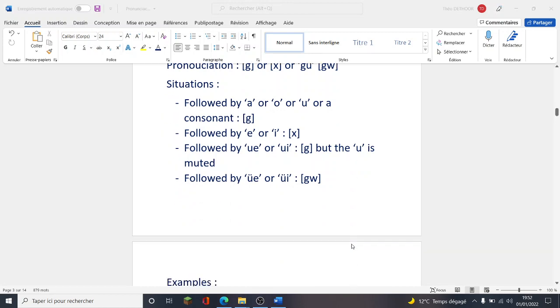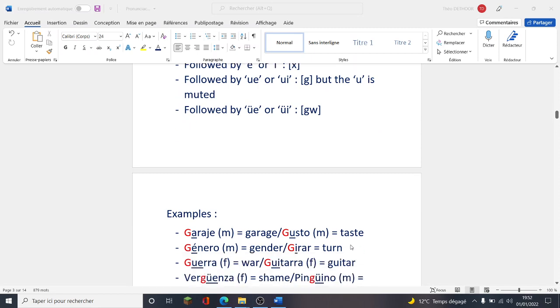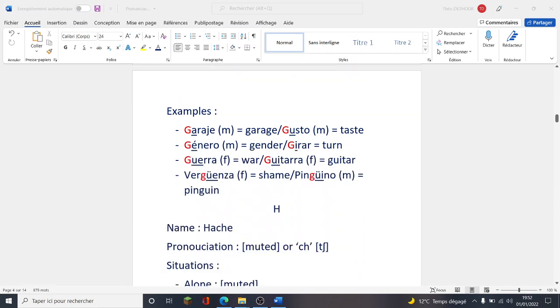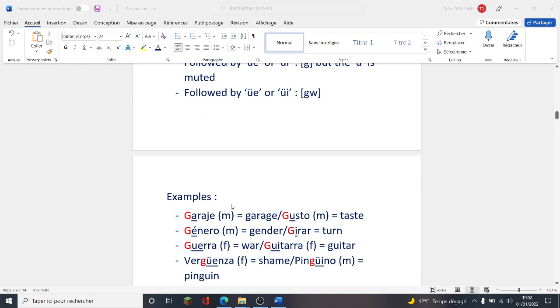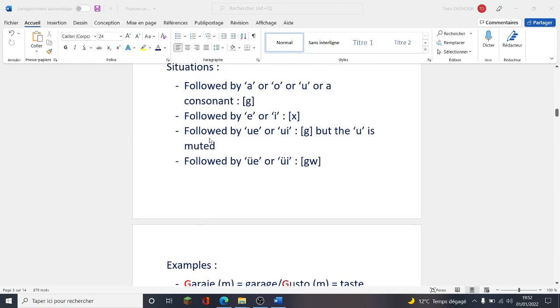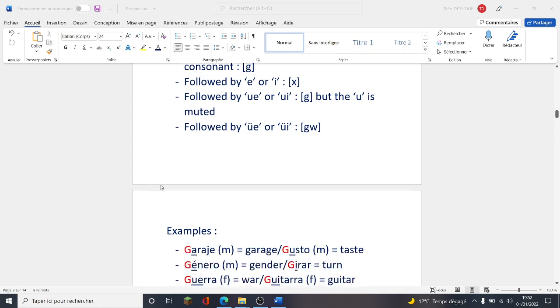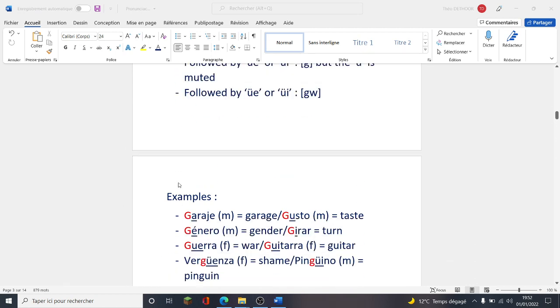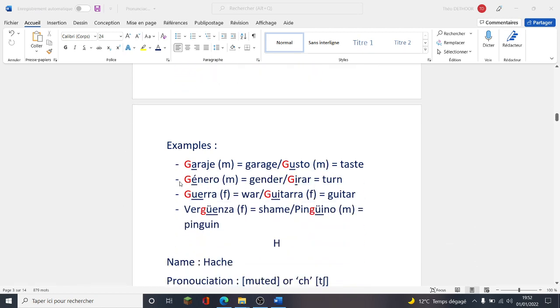Let's focus on some examples in order to understand a little bit better how it works. So yeah, each line in examples corresponds to each line in situation, if you want to make links between those two, because it will be difficult to put it on the 2 pages. So the first line is about G followed by A, O, U, or a consonant.